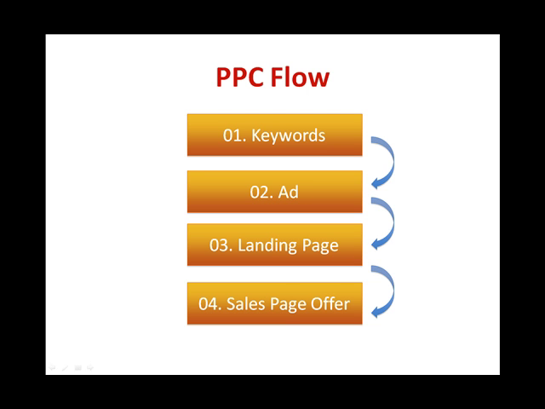Now that you know how the math works, let's chart out how the PPC campaign flow should be. Find keywords that you would like to target and bid for. Set up your campaign. Add your keywords, categorize your ad group, and write your ad copy. Once your campaign goes live, your traffic should be sent to your landing page. From your landing page, send your visitors to the sales page offer.